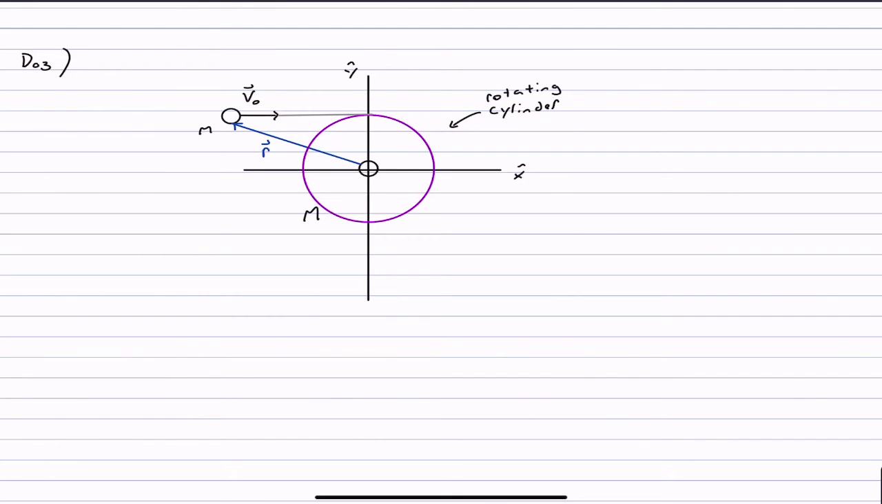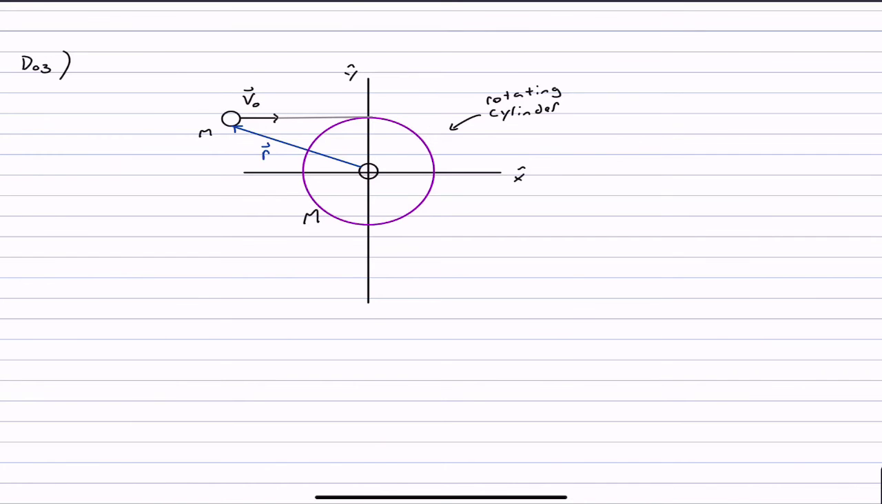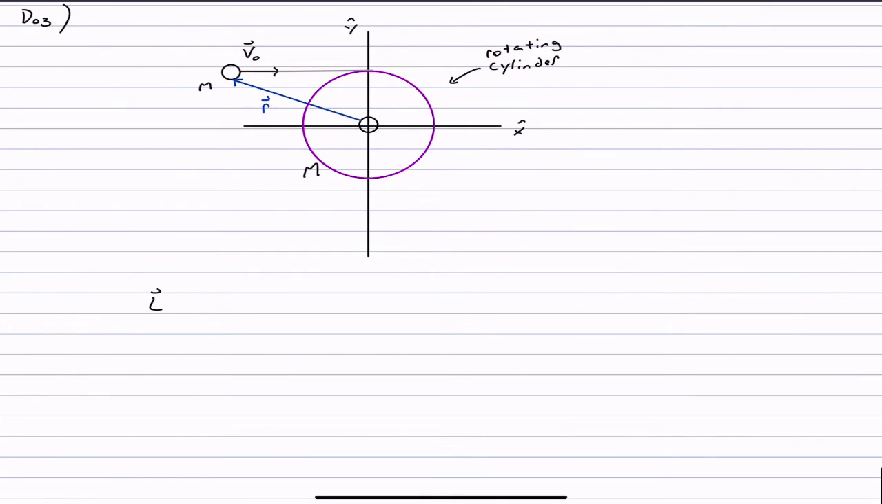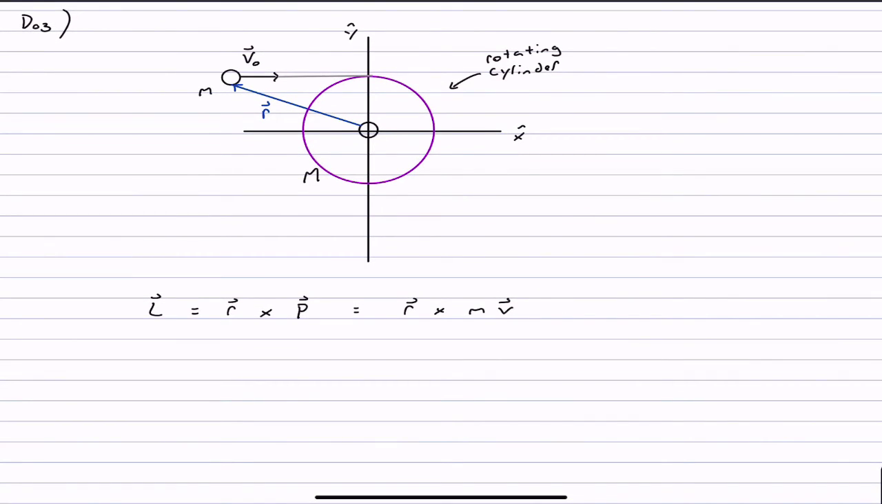So the moving mass is this thing. So what is the angular momentum with regard to this axis? Well, angular momentum, remember, is r cross p, which is equal to r cross m times v. We know that this thing has some velocity v naught in the x hat direction. It's traveling in the x hat direction.